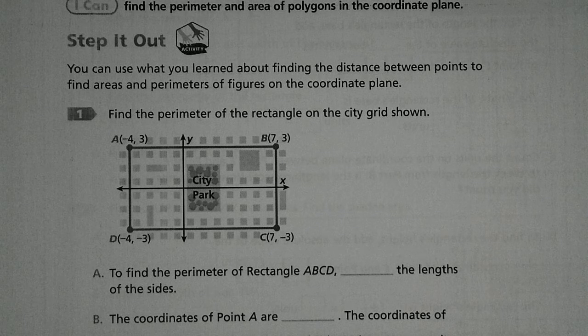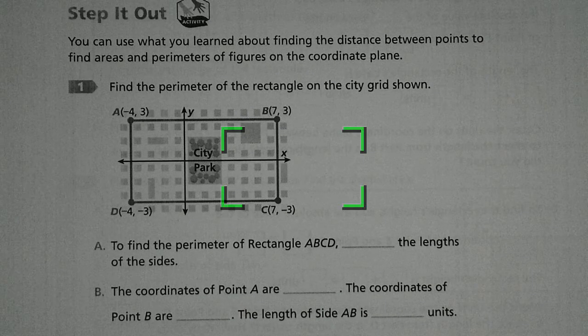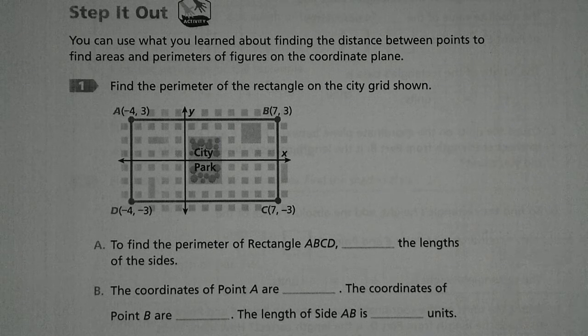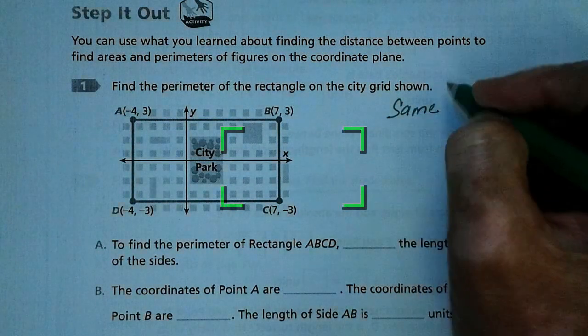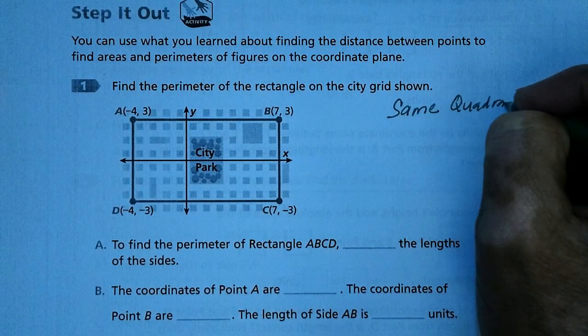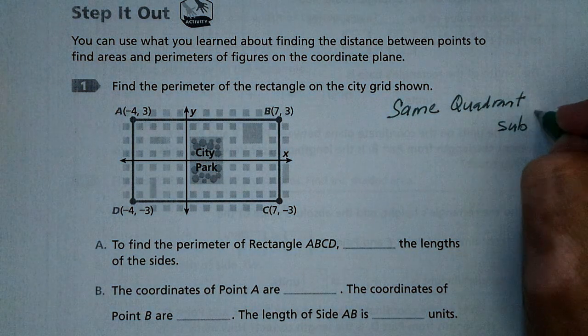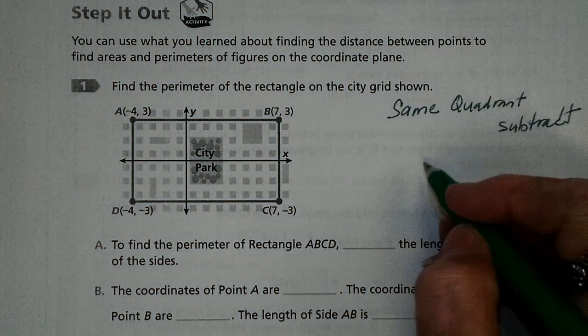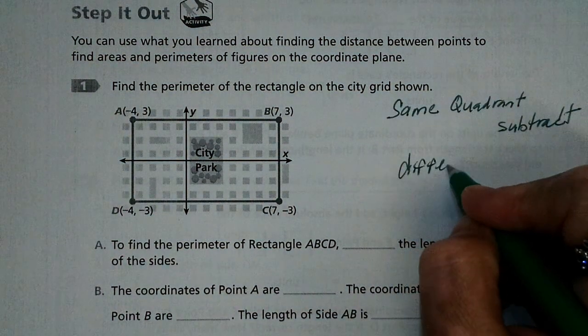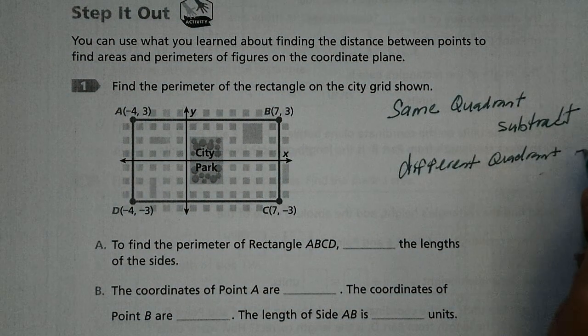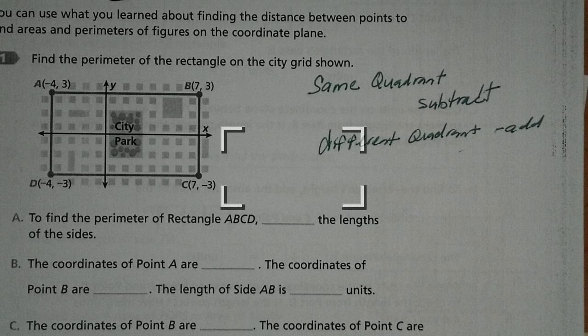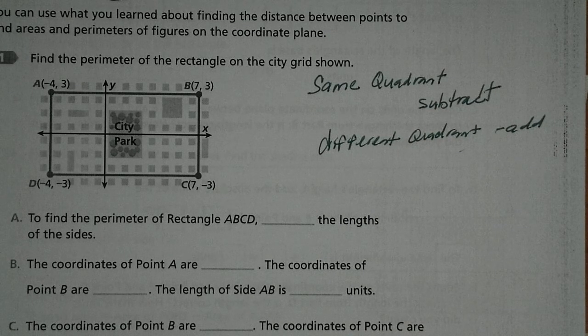So we're going to find the perimeter of a rectangle on the city grid shown. Okay? So we're going to use what we remembered on Friday. If it is the same quadrant, subtract. Different quadrant, we are going to add. So same quadrant, subtract, different quadrant, we're going to add.